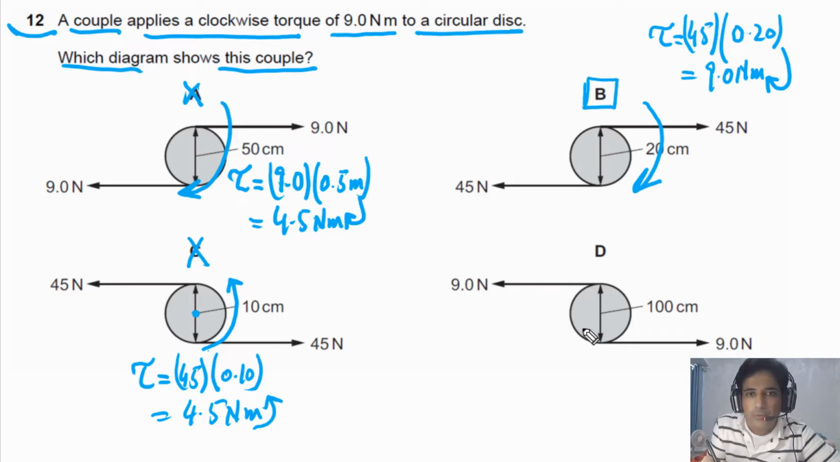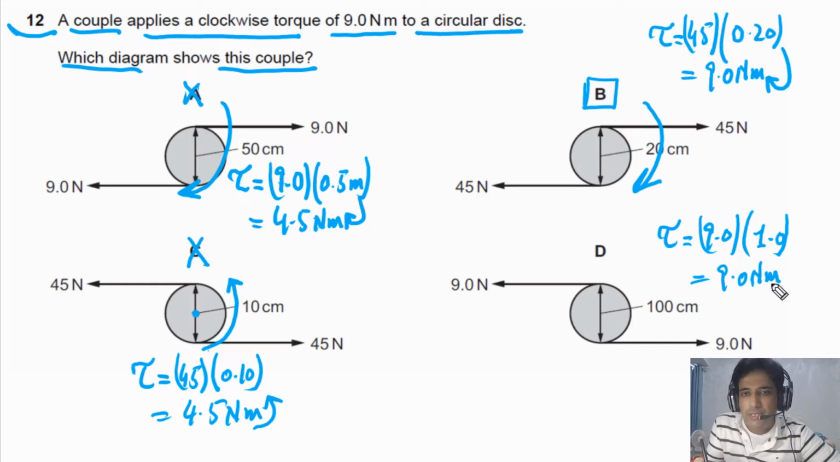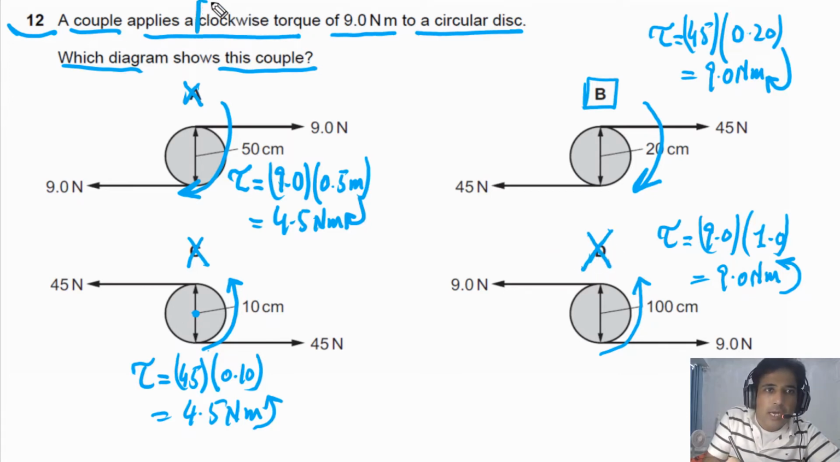If you look at option D, we can also calculate the torque due to this couple. The force we have is 9.0 and the distance between the forces is equal to 1.0 meter. So this is equal to 9.0 Newton meter as well. But if you look at the direction of torque in this case, it is anti-clockwise. So this one is anti-clockwise and this is not the right answer. I mean, this is incorrect because the torque has to be clockwise. So this is not the right answer. So the answer for this question is B.